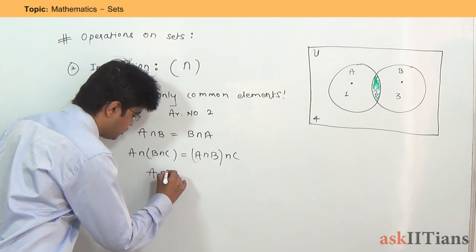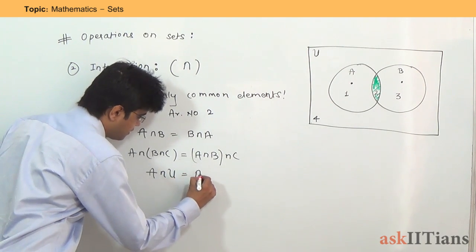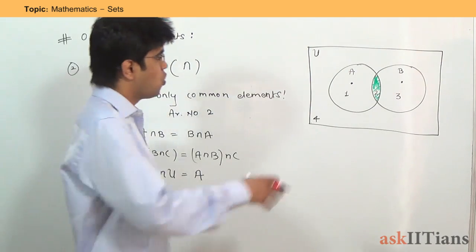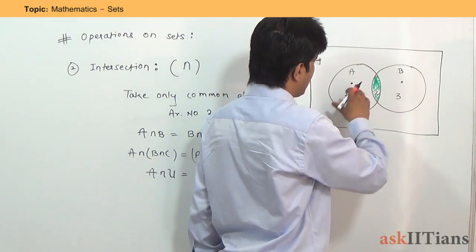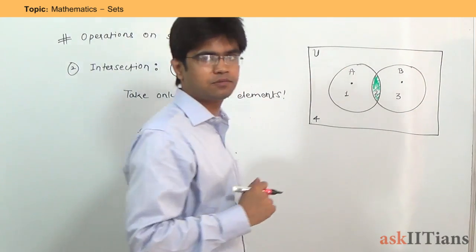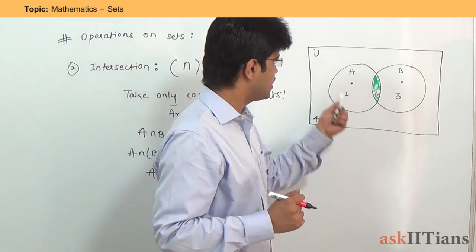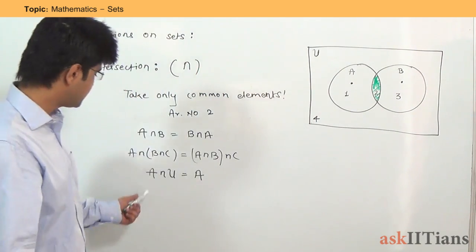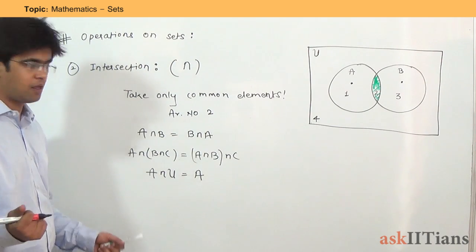Now, law of identity: A intersection U is A. Intersection of U with A. What is common in this U and A? Only A is common. If you take U and if you take A, what is common in U and A? Only A is common. So that means A intersection U is A.